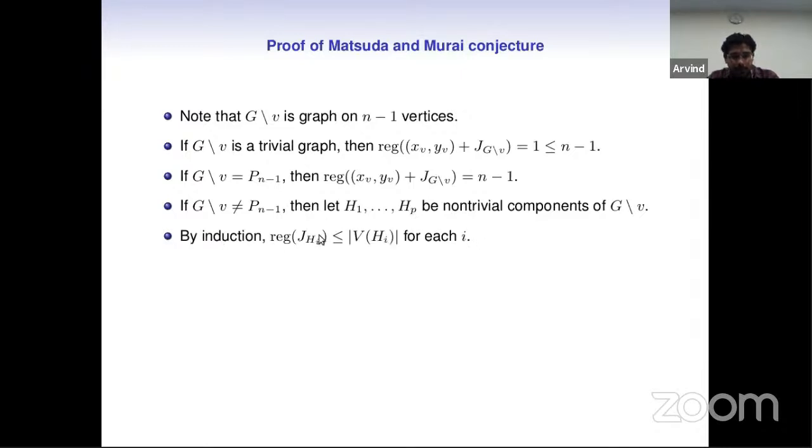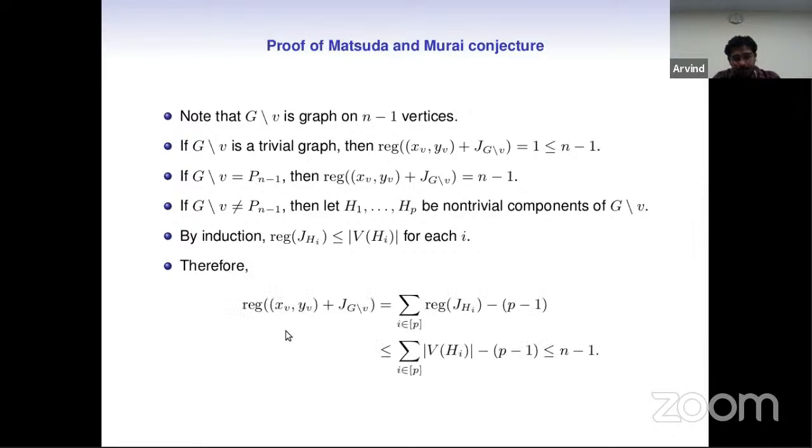By induction, because H_i is an induced subgraph of G without V, the number of internal vertices of H_i is less than or equal to the number of internal vertices of G minus V, which is strictly less than the number of internal vertices of G. So we can use induction. There are two possibilities: H_i can be a path graph or it is not a path graph. If it is a path graph, then the binomial edge ideal of H_i is a complete intersection ideal, and we know the regularity will be equal to |V(H_i)|. Otherwise, by induction, the regularity will be bounded above by the number of vertices of H_i minus 1. That's why we have written that the regularity of J_{H_i} is less than or equal to the number of vertices of H_i.